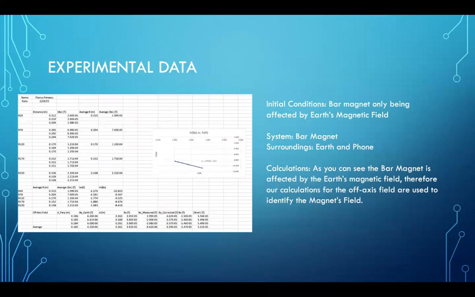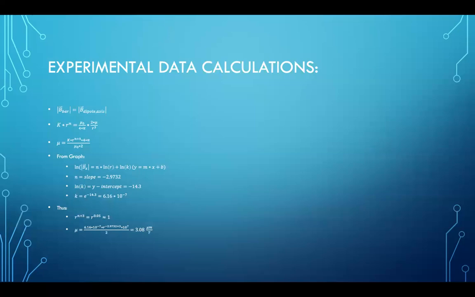Here's the experimental data used. The initial conditions are that the bar magnet is only being affected by Earth's magnetic field. The system is the bar magnet, and the surroundings are the Earth and the phone. As you can see, the bar magnet is affected by the Earth's magnetic field. Therefore, our calculations for the off-axis field are used to identify the magnet's field. Here's the calculations. In the end, we found that mu is equal to 3.08 picometers per T.